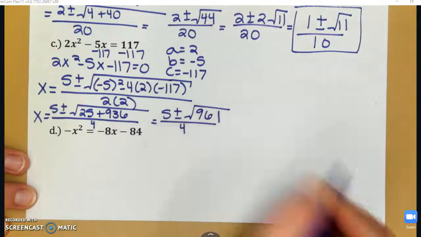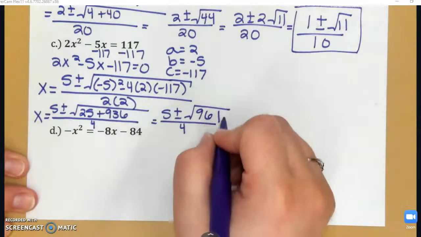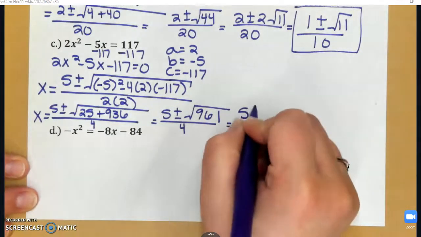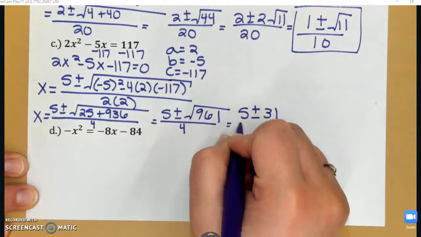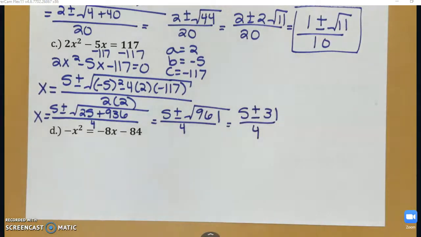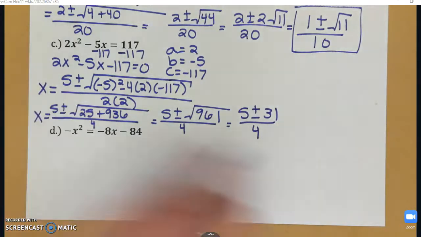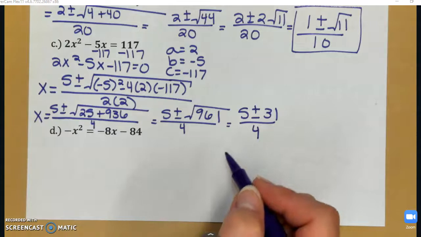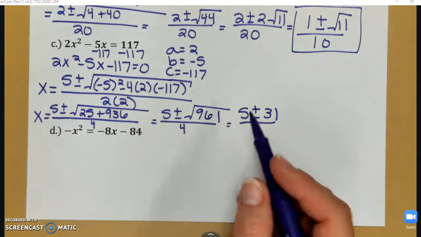And that is a perfect square. The square root of 961 is 31. So I have 5 plus or minus 31 over 4. Now, this is going to give me rational solutions. These values are going to simplify to give me either a whole number or a fraction.